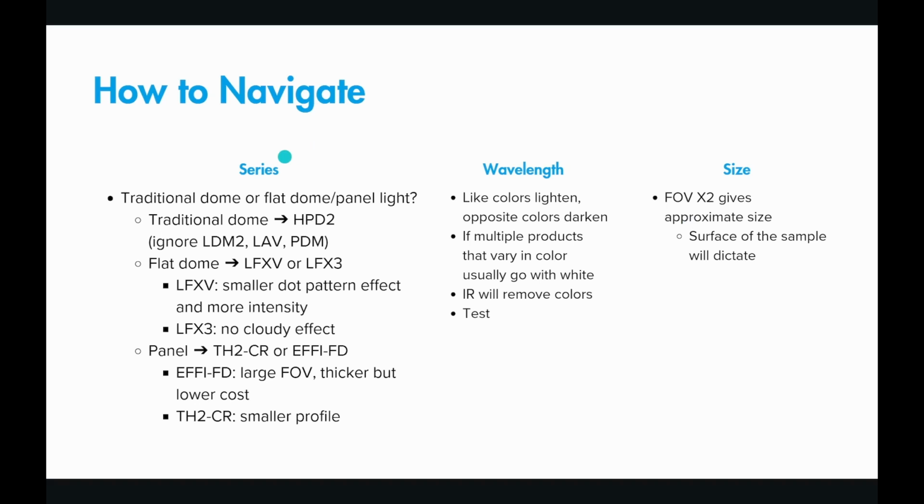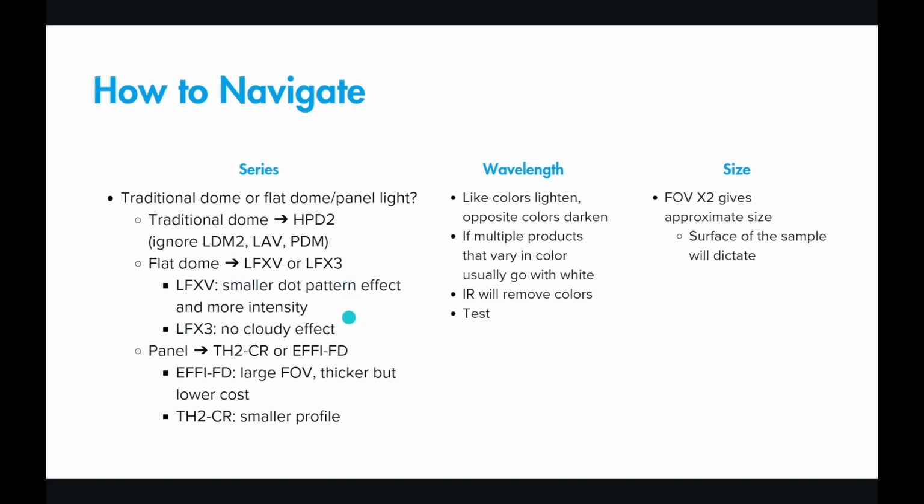So thinking about the series to start, I know that there are 3 types of dome lights. There's the traditional dome, the flat dome, and the panel. Of the traditional dome lights, I can ignore the LDM2, LAV, and PDM. Of the flat dome, there's LFXV and the LFX3. The LFXV has a smaller dot pattern effect and more intensity, but the LFX3 doesn't have the cloudy effect that the V can have. These are going to be the same in terms of how they function with the light working distance. The only difference is that dot pattern effect.